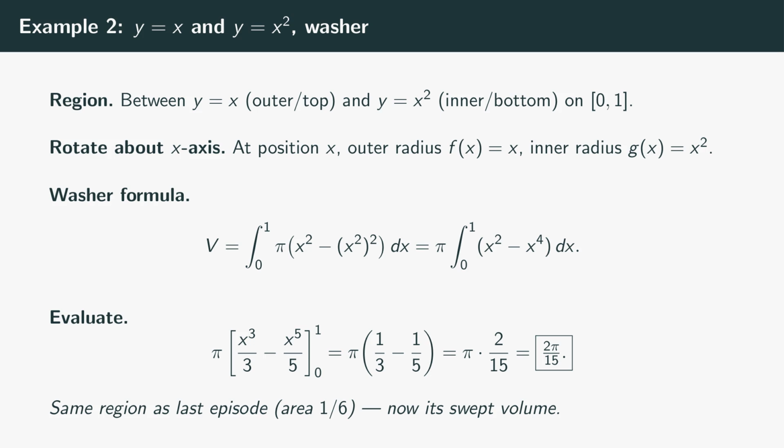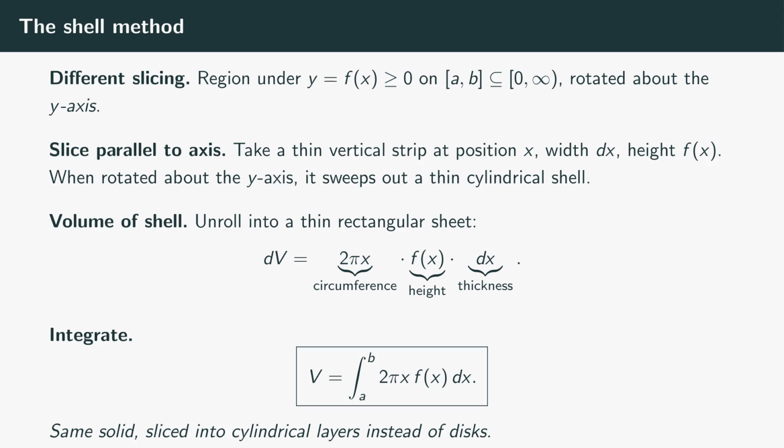Two different geometric measures of the same starting region, and calculus gave us both with the same template. Now the third method, shells. This one is the most beautiful and the most underrated. Same kind of solid, but now we slice differently.